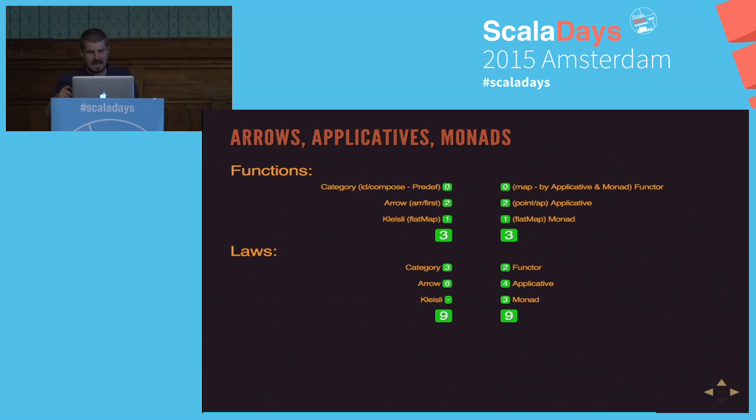Generally the efforts are about equal. It means that it doesn't matter. You can see that, for example, ID and compose are already implemented in Predef. For Arrow, we should implement arr and first, two methods. And for Kleisli, we should implement flatMap. Functor map can easily be implemented by Applicative and Monad with ap and flatMap. The minimal laws for the Arrow and Monad hierarchies are the same, and the difference is only in choosing the basis for what we start to implement: composition or application of a function with side effect.